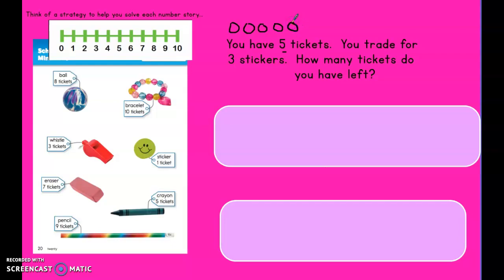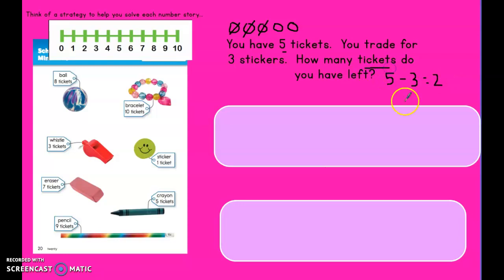Okay, so I have 5 tickets. Now I traded them for 3 stickers. Now if I look over here, my sticker is just 1 ticket. So there's 1 sticker, 2 stickers, 3 stickers. So how many would I have left for tickets? I would have 1, 2 left. So if I was to write a number sentence to go with that, I started with 5. I spent 3 of them. So now I only have 2 tickets left. And my unit would be tickets.